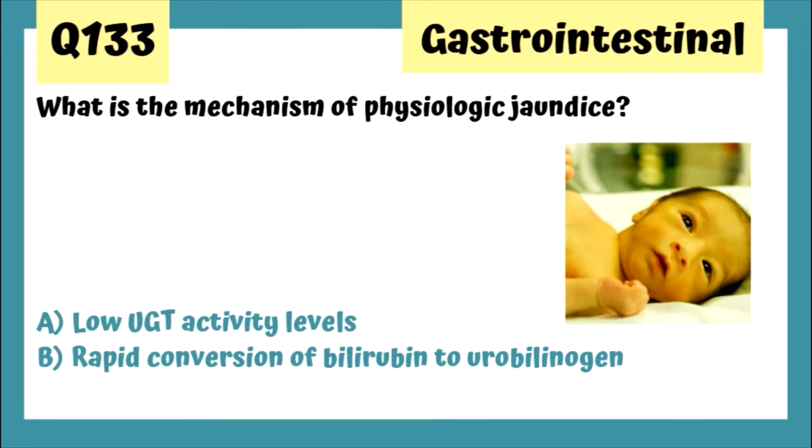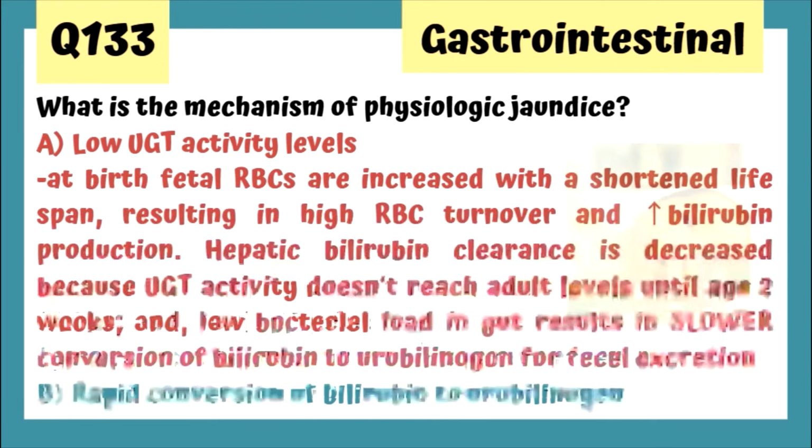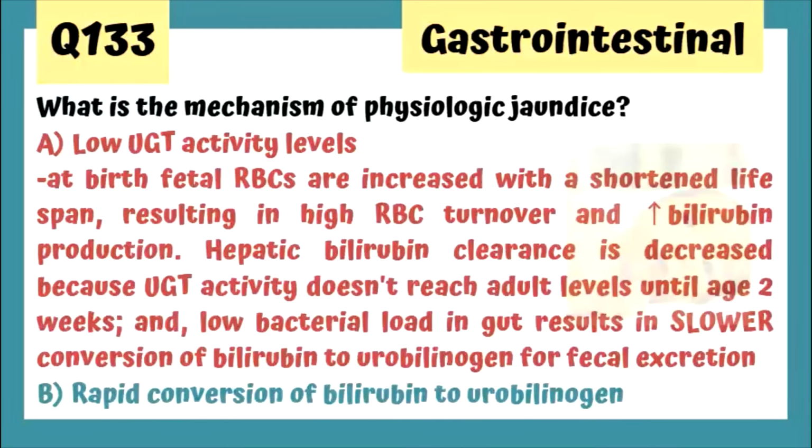Question 133. What's the mechanism of physiologic jaundice? It's going to be low UGT activity levels. What happens at birth is that there are fetal red blood cells that are increased with a shortened lifespan. That results in a really high red blood cell turnover and high bilirubin production. Hepatic bilirubin clearance is decreased because of decreased UGT activity, and therefore there's going to be an elevation of bilirubin, and therefore there's going to be jaundice.